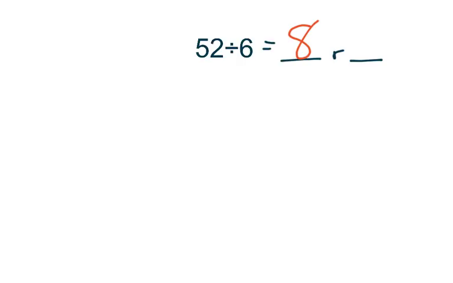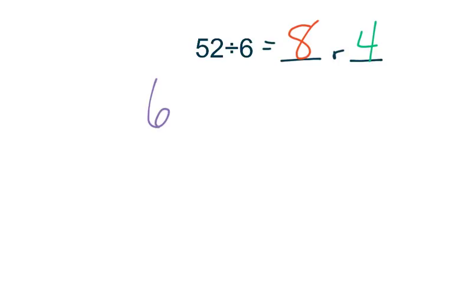So my quotient is 8. 6 times 8 is 48. Plus 4 more gives me 52. So my answer is 8 remainder of 4. 8 is my quotient. 4 is my remainder.